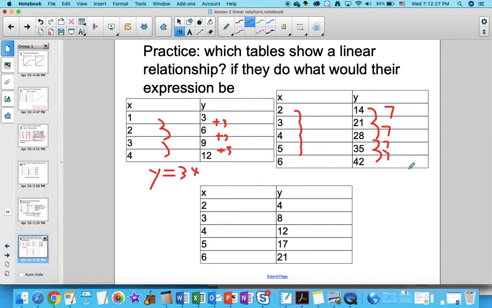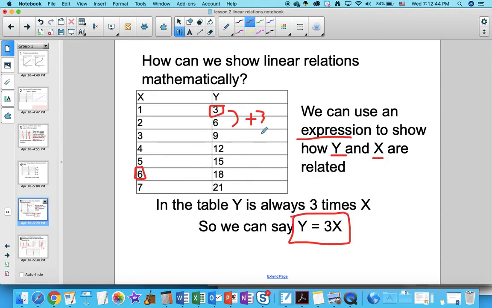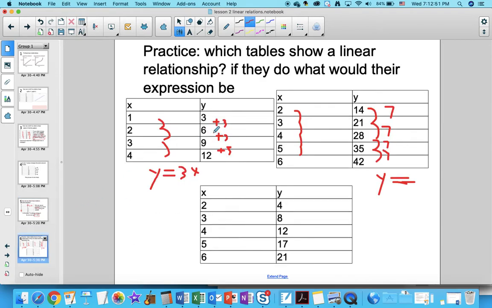Right? And so the change in this is staying consistent, and the change here, more importantly, is staying consistent. And so what would the expression be? Y equals, and now you may have noticed that in this one, this changed by 3, so the expression was y equals 3x. This changed by 3, so the expression was 3x. What do you think the expression will be for this one? 7x, right?